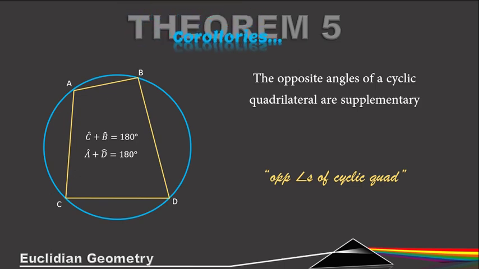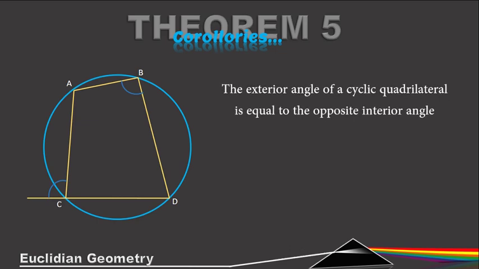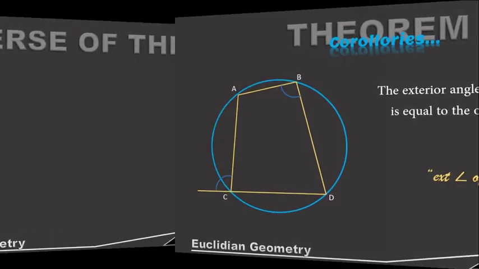So the corollaries: if I extend CD, then the exterior angle will be equal to the interior opposite angle. So the theorem says the exterior angle of a cyclic quadrilateral is equal to the opposite interior angle. And our reason is exterior angle of a cyclic quadrilateral.